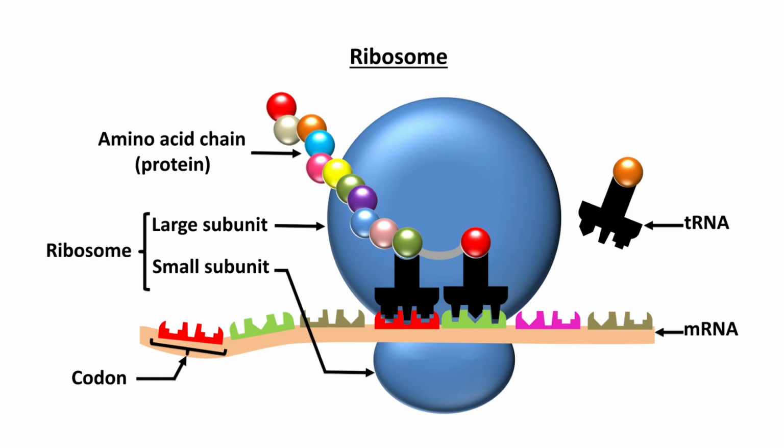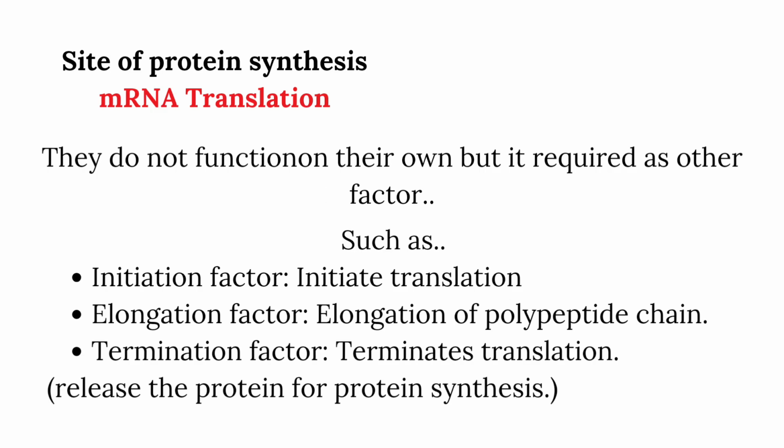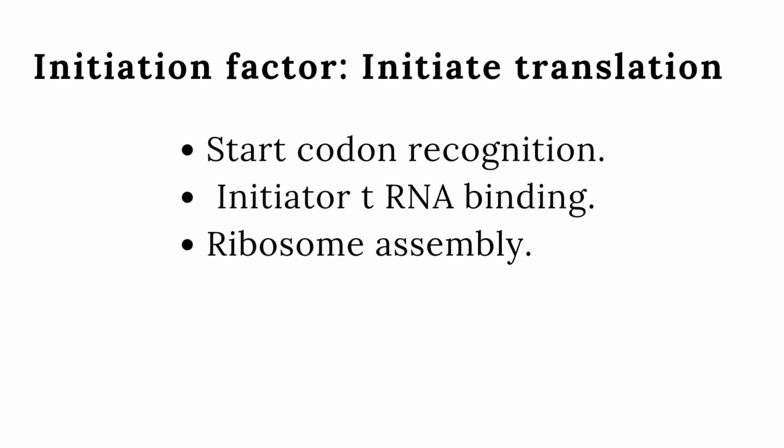During protein synthesis, mRNA binds to the small 30S ribosomal subunit, and the large 50S subunit of the ribosome links amino acids, forming the polypeptide chain. Ribosomes do not function on their own but require other factors. First is the initiation factor. Translation of mRNA starts at this point.